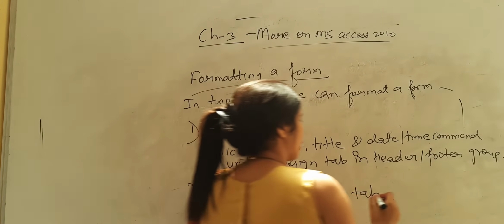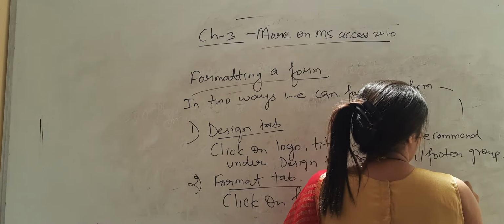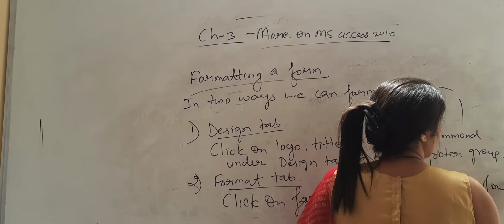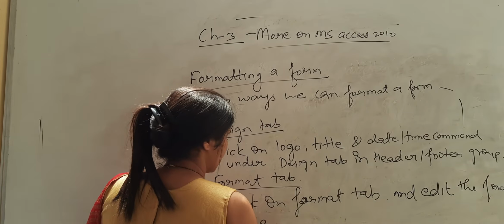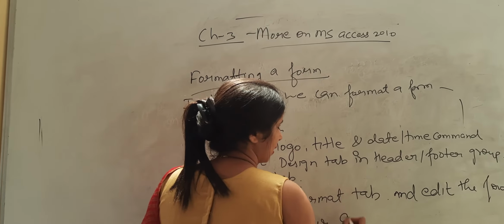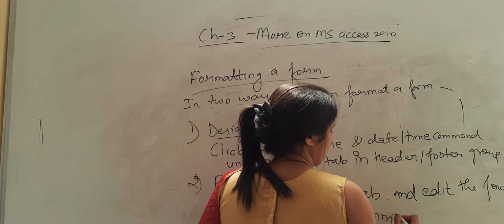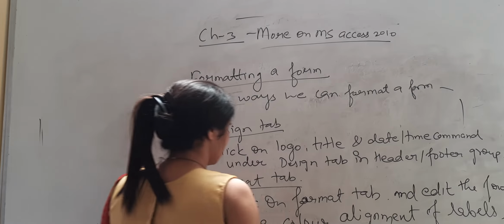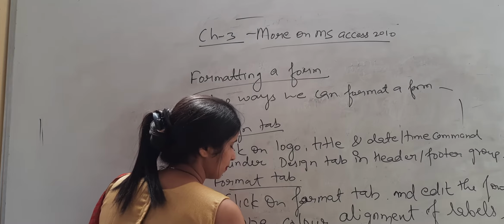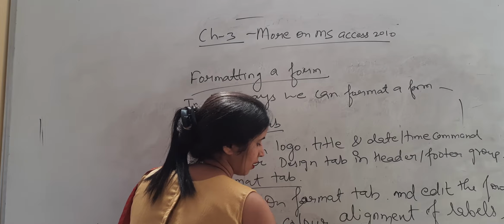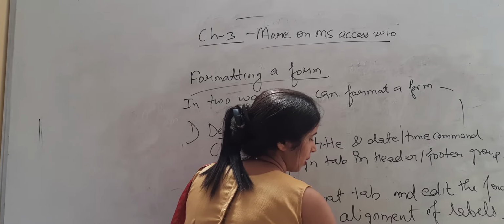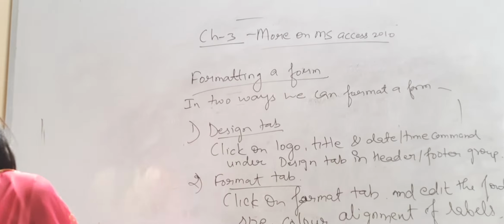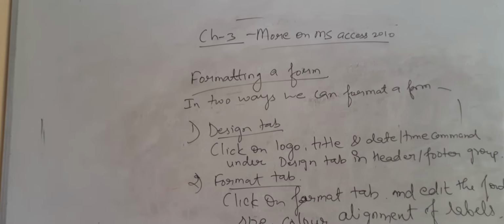So click on format tab and edit the font size, color, alignment of labels, background image, etc. So here in two ways we are able to format our form. First is using the design tab and the second one is using the format tab.